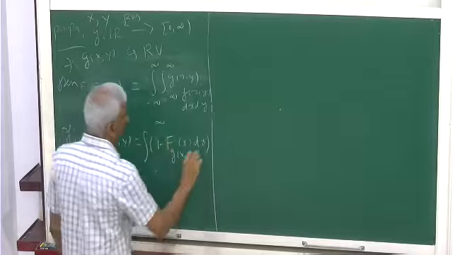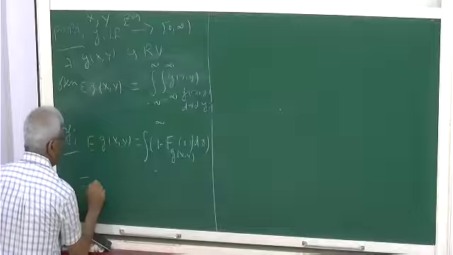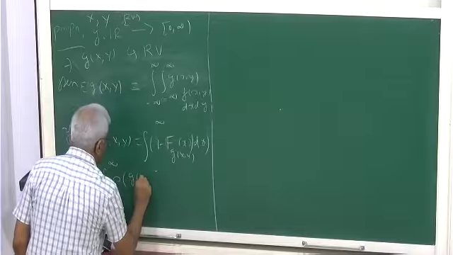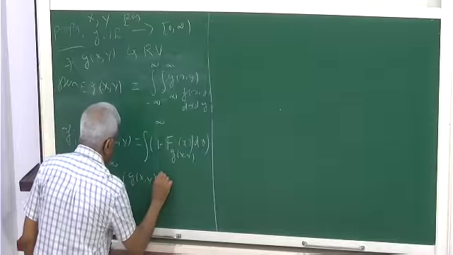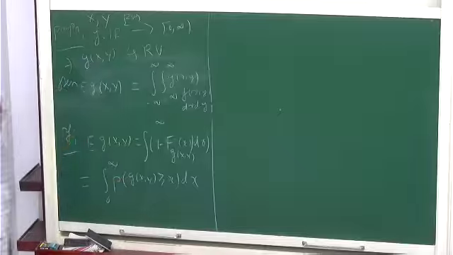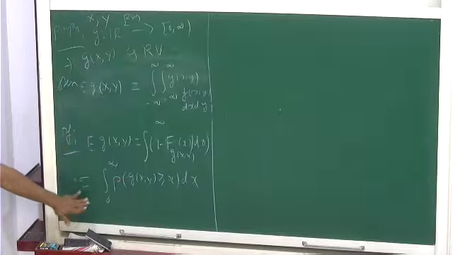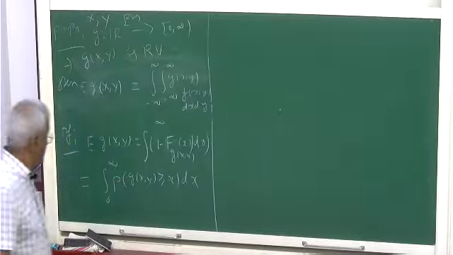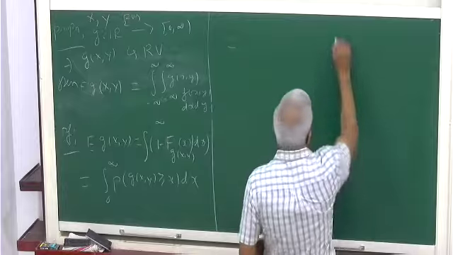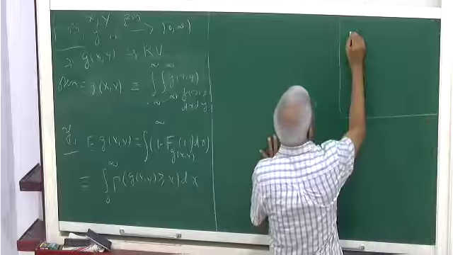Okay, by our definition, this is the same as the integral from 0 to infinity of the probability that G of (X, Y) is greater than or equal to x, dx. By our earlier result, whatever we have proved, this is true. Now, I should have said that this is true in general.